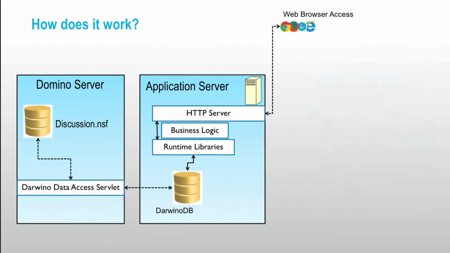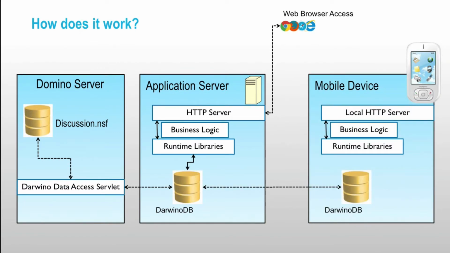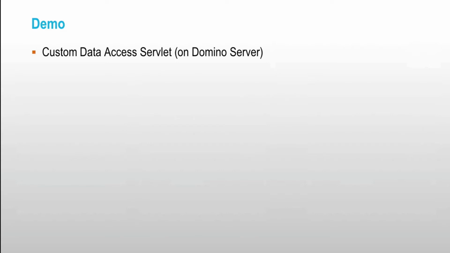And of course, then we have the mobile device, which has the replication of the data from the Darwino DB on the application server down to the mobile device, and that's selective replication, so you don't have to bring down the entire database. And the user will be able to use that native application on the mobile device, and update data, change data, read new data, make any sort of changes that are required, and it'll replicate back through to the application server and then to the Domino server. So let's take a look at the first step of the demo, which is creating the custom data access servlet.